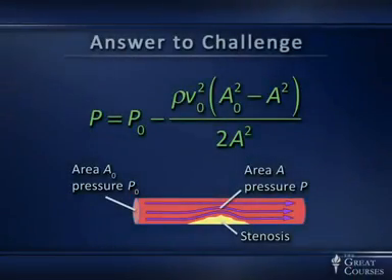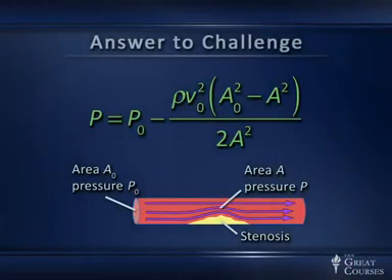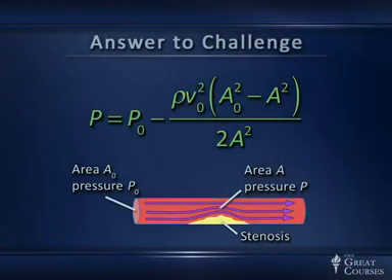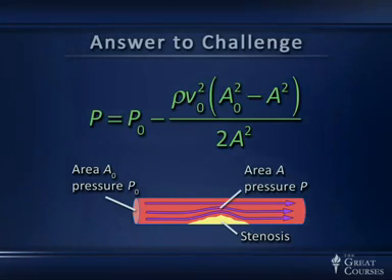And here is the answer. Answer to that challenge is this complicated expression, but it involves the difference of the squares of the two areas. If the two areas are the same, there is no pressure difference. If the areas are different, there is a pressure difference. And if the second area is smaller, the pressure actually drops.